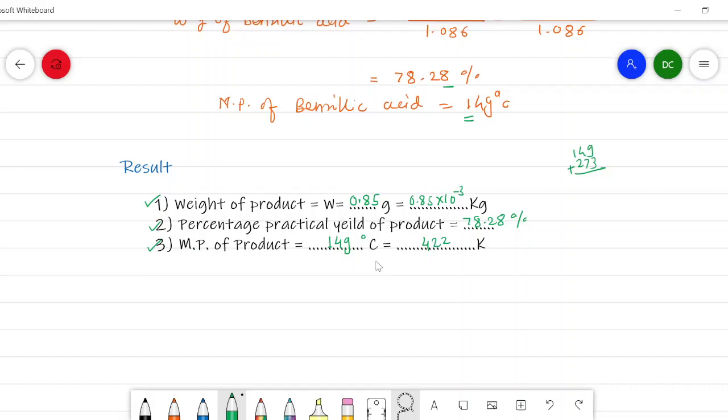In this way we can perform the preparation of benzilic acid. From this theoretical demonstration, you will get a clear idea how to carry out the preparation of benzilic acid and how to do the calculation and how to write the result of the preparation of benzilic acid. So this is all about the preparation of benzilic acid. We will see preparation of dihydropyrimidone in the next lecture.